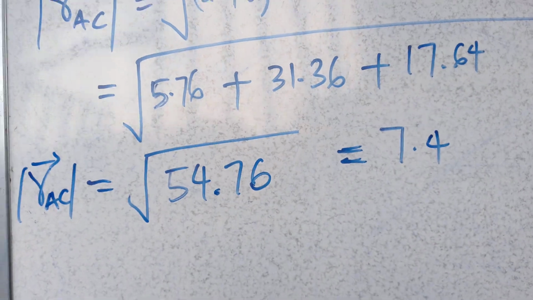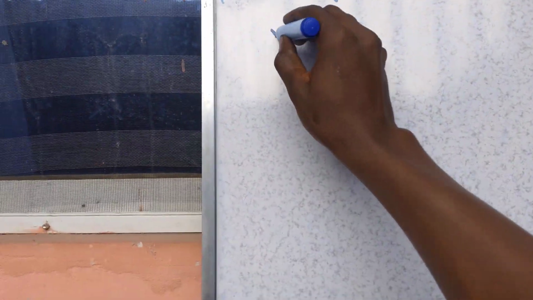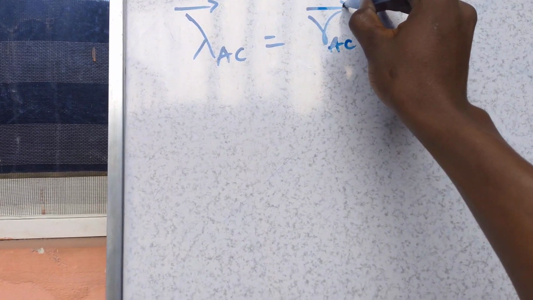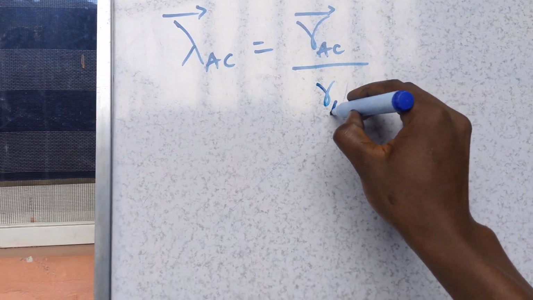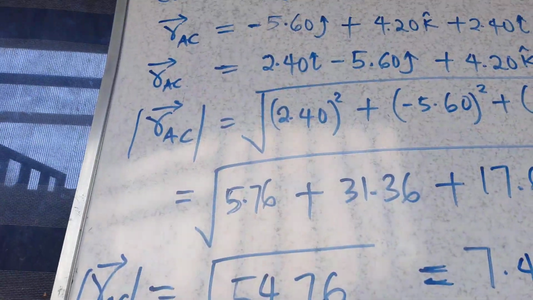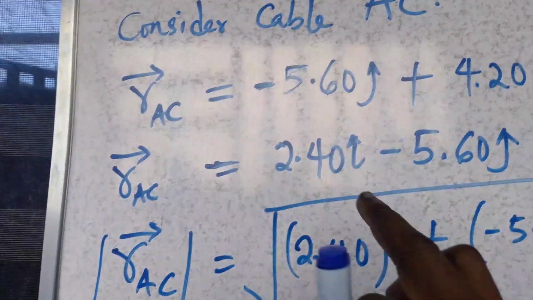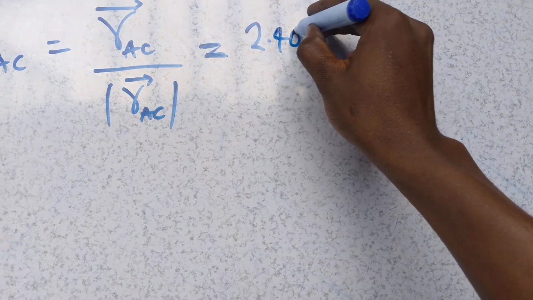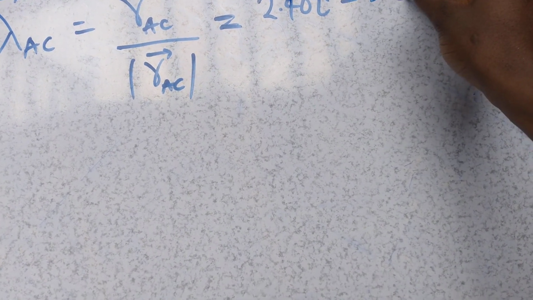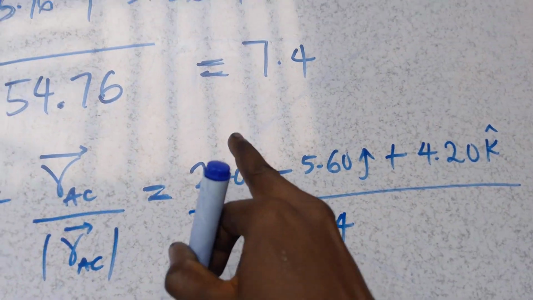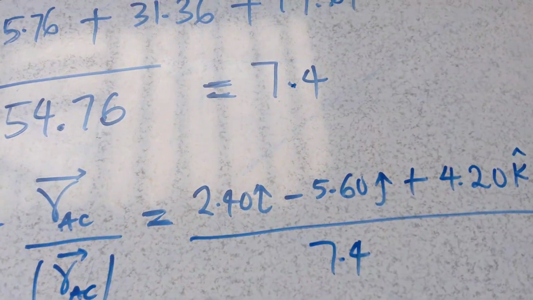Okay, so I will then look for the unit vector. The unit vector lambda AC will be equal to the position vector RAC divided by the modulus of that vector. So this is 2.40 I minus 5.60 J plus 4.20 K divided by 7.4. 7.4 is the magnitude, or the modulus.